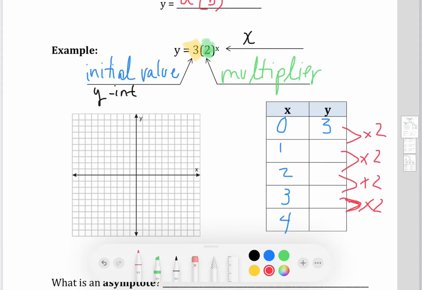So if I start at 3, and I double it, 3 times 2 is 6. I double that, that's 12. I double that, that's 24. I double that, that's 48. Okay, so now I'm going to graph it. I'm going to start at 0, 3. That's my y-intercept, or my initial value.